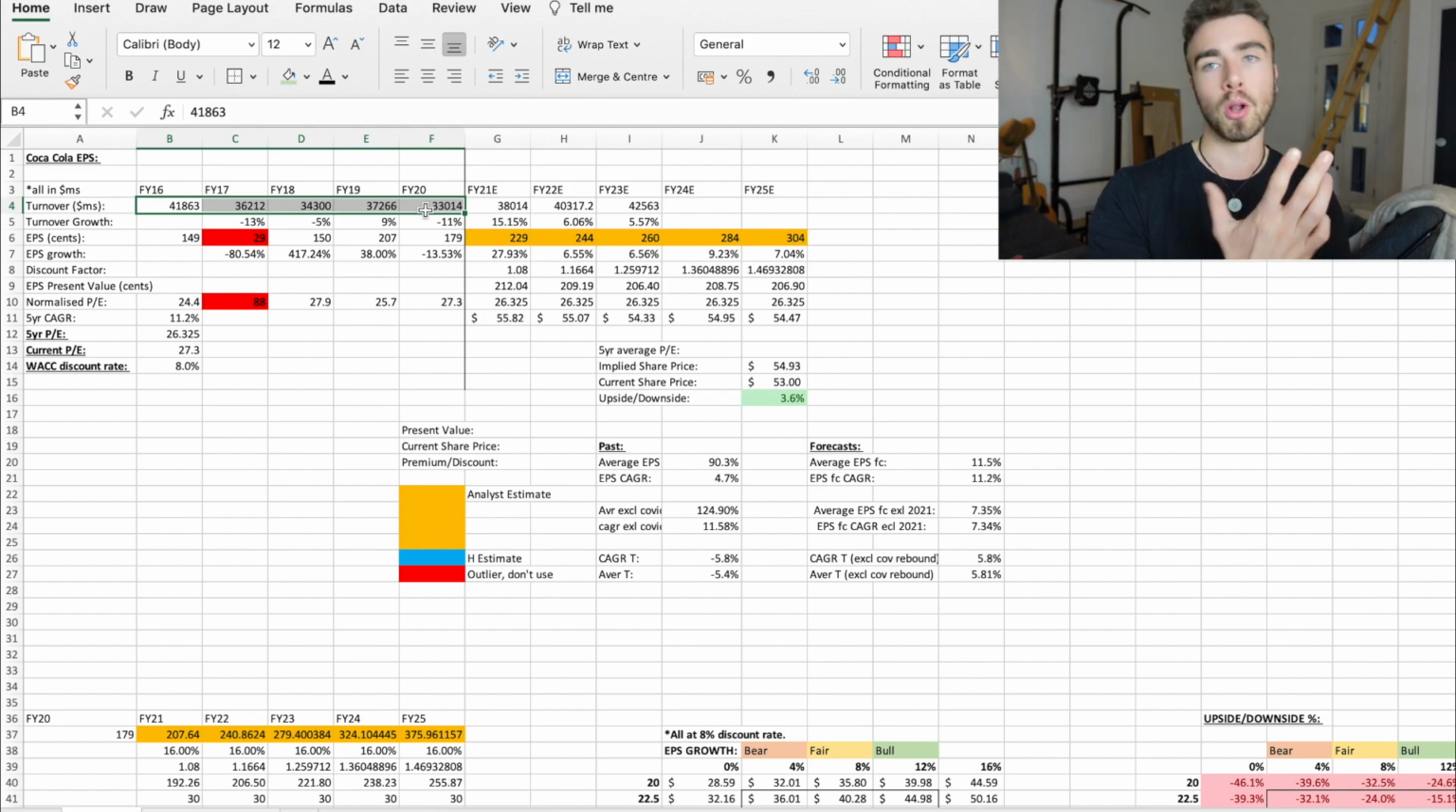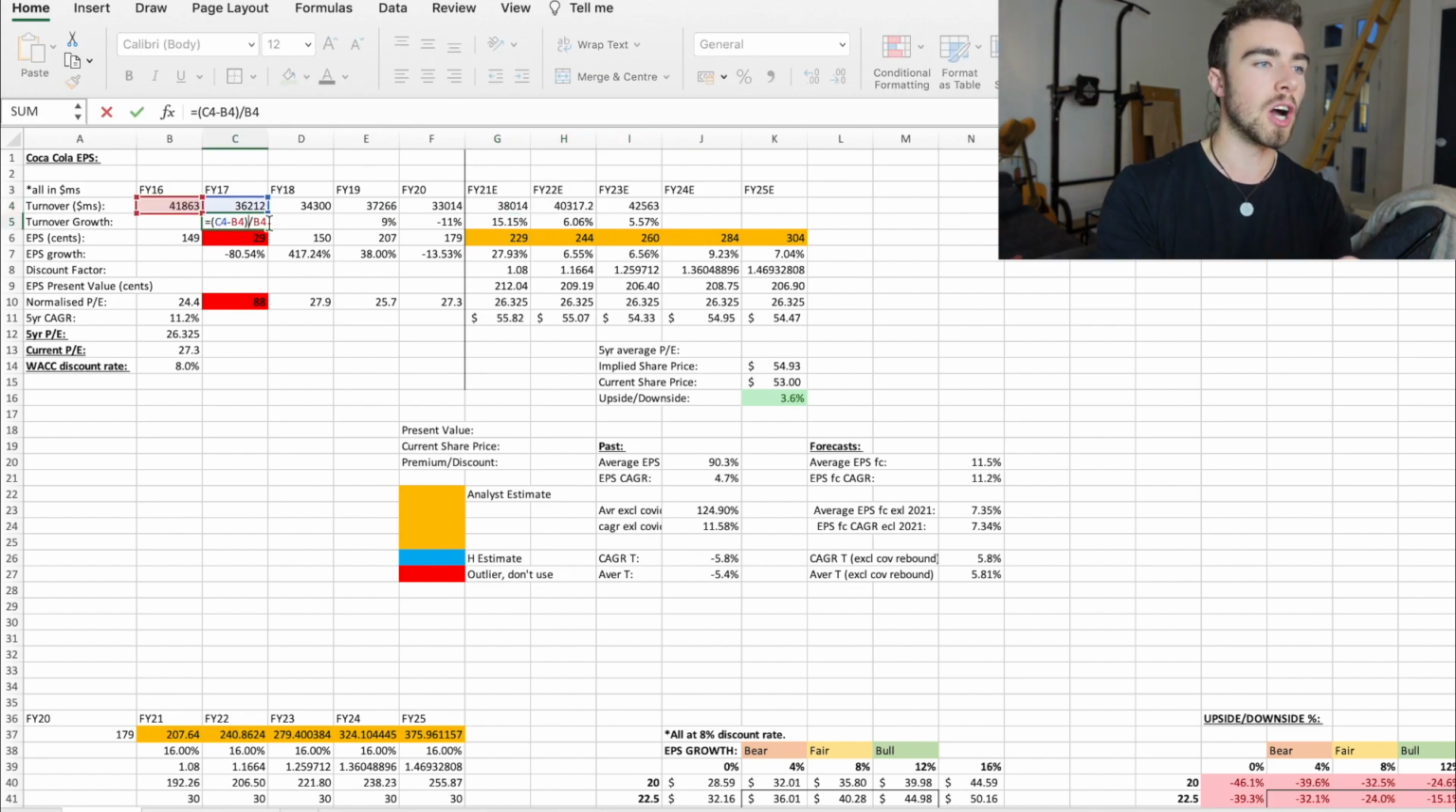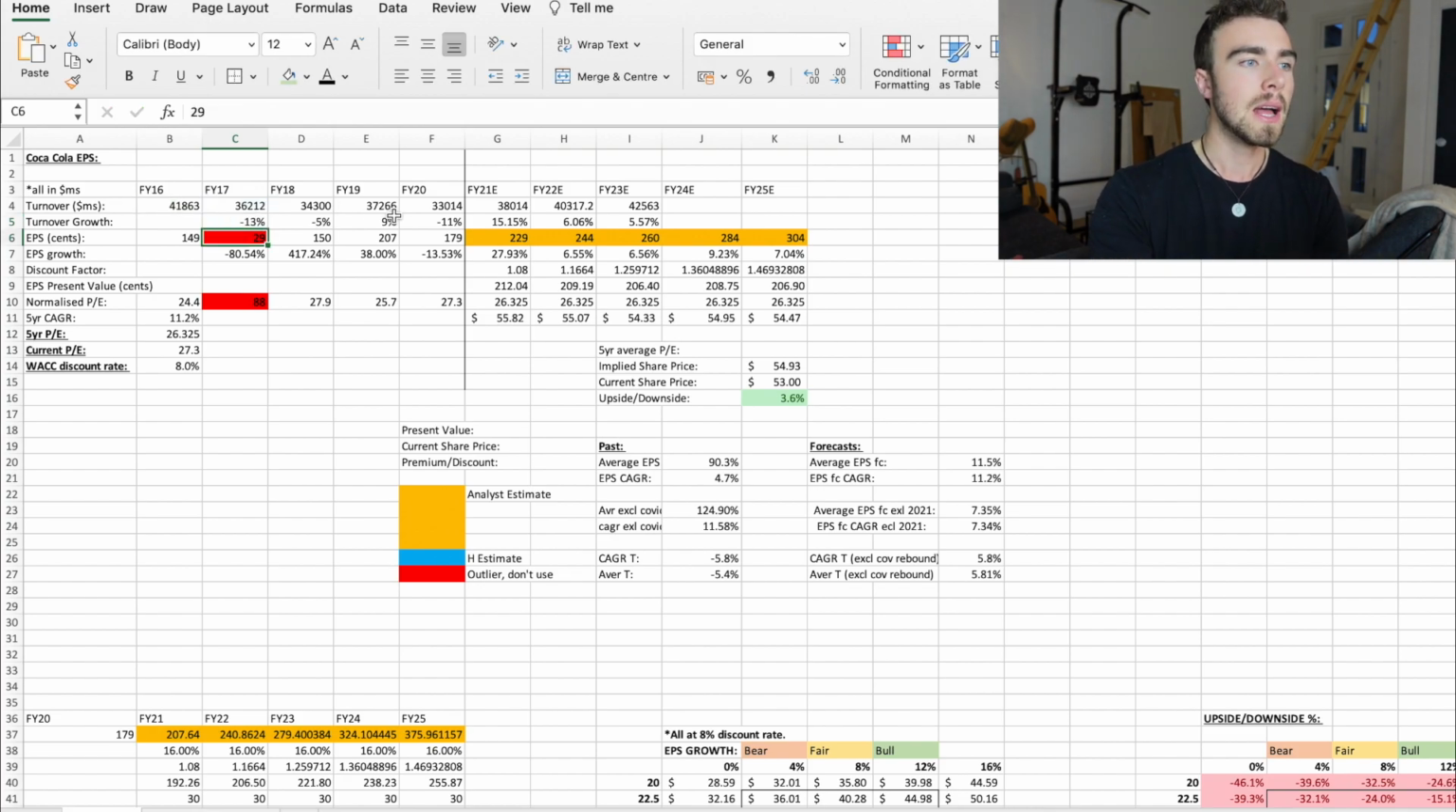These numbers you can just pull from companies' reports or any data source, Yahoo, Seeking Alpha, SharePad, whatever you use. And the same with the forecast. So these are average of analyst forecasts. And then you've got the growth, which I'm literally just doing this calculation for, C4 minus B4 divided by B4. And then you can just drag that across and it'll give you the growth. Then you've got the EPS.